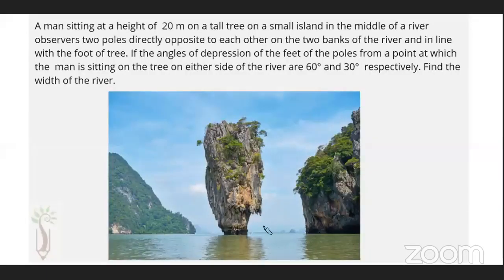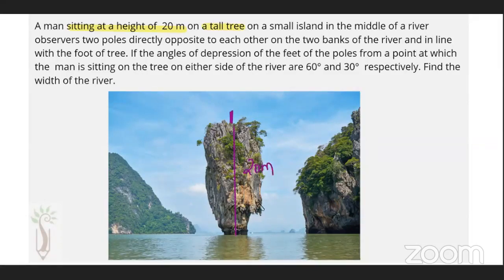Okay. The figure, the picture doesn't match the question. I'll explain why. Then we'll go for the actual diagram. Let's understand the question first of all. They're saying there's a man sitting at a height of a 20-meter tall building. I didn't get a tall tree in the middle of an island. I couldn't get that picture, so I've just taken this stone. You can see that, right? So let's say there is a man sitting on top of this somewhere here. And the height of this particular structure is 20 meters. According to our question, it's a tree.